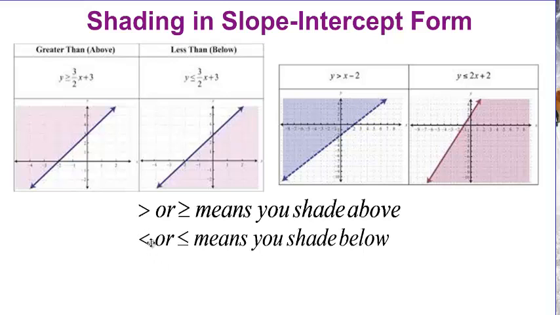When it's less than or equal to, it means that you shade below. So here it's less than or equal to, meaning it's a solid line, and it is shaded below. Here it is less than or equal to again, so it's a solid line, and we shade below the graph as well. Now we can also use a test point, and we will talk about that here in just a minute, and I'll show you a few examples on that.